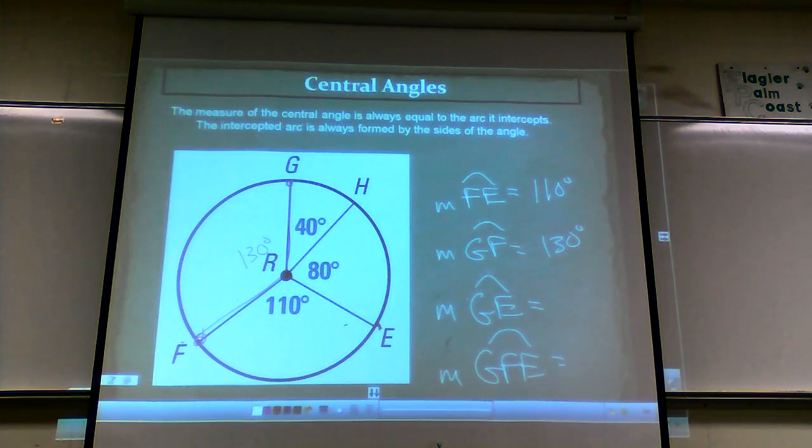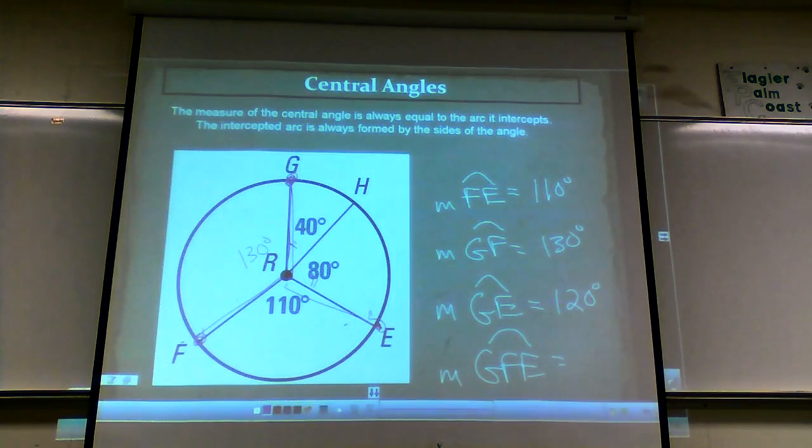What about the next one? What about GE? 120. So we're going to agree that it's 120? G is there, E is there. If you trace those back in, you see that it takes up that entire angle. That entire angle is 80 plus 40, which is 120.